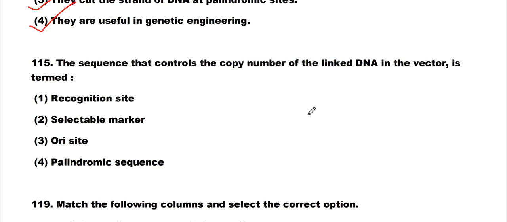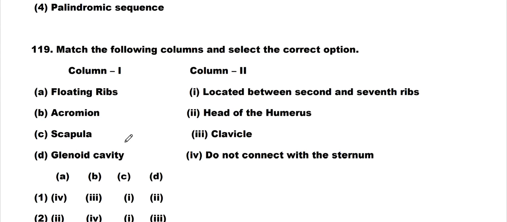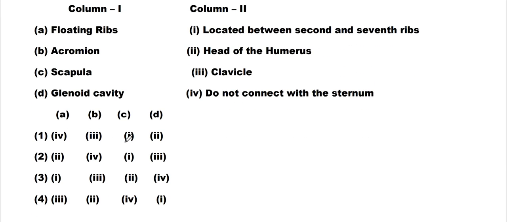So question number 115. The sequence that controls the copy number of the linked DNA in a vector is termed as ori site. Okay, origin of replication. Next question, 119. Matching again.